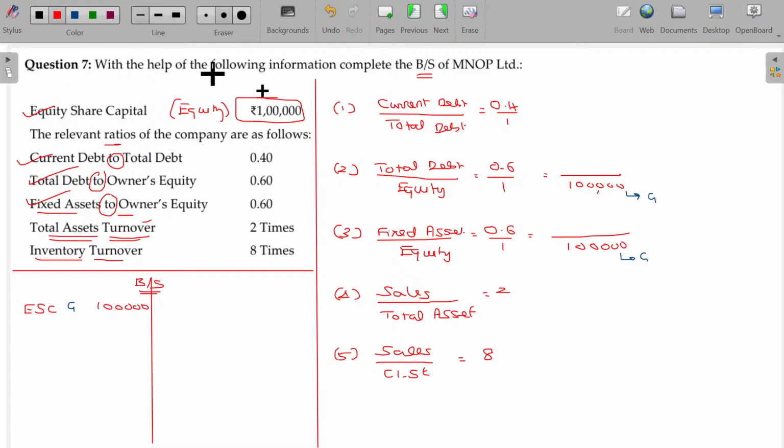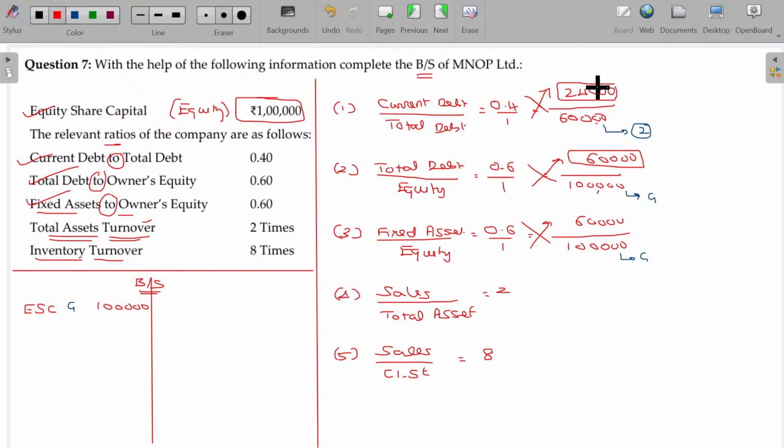So the numerator can be easily calculated. Total debt being 60, fixed assets 60. Now here the total debt is 60. We calculated this 60 from working note number 2. Now by solving this you can get the current debt, 24,000. Whatever information you calculate, immediately after arriving, you just post that in the balance sheet.